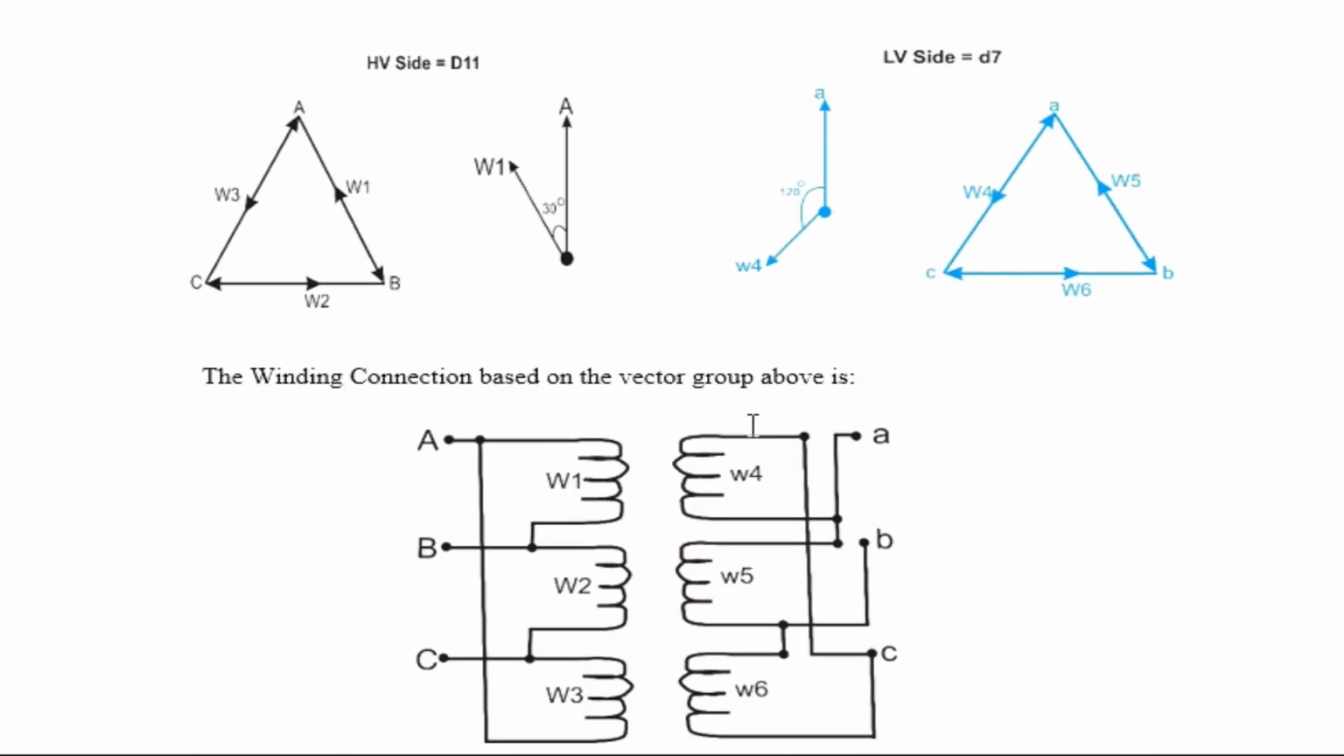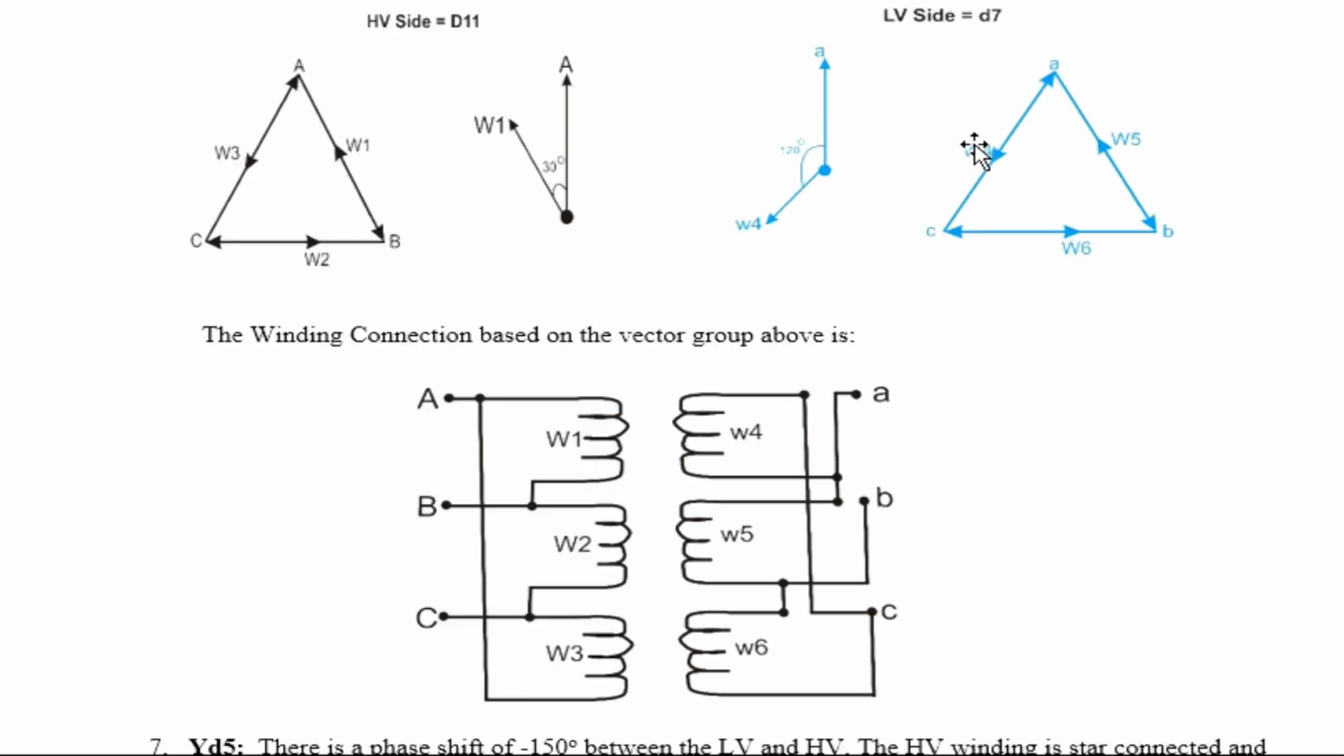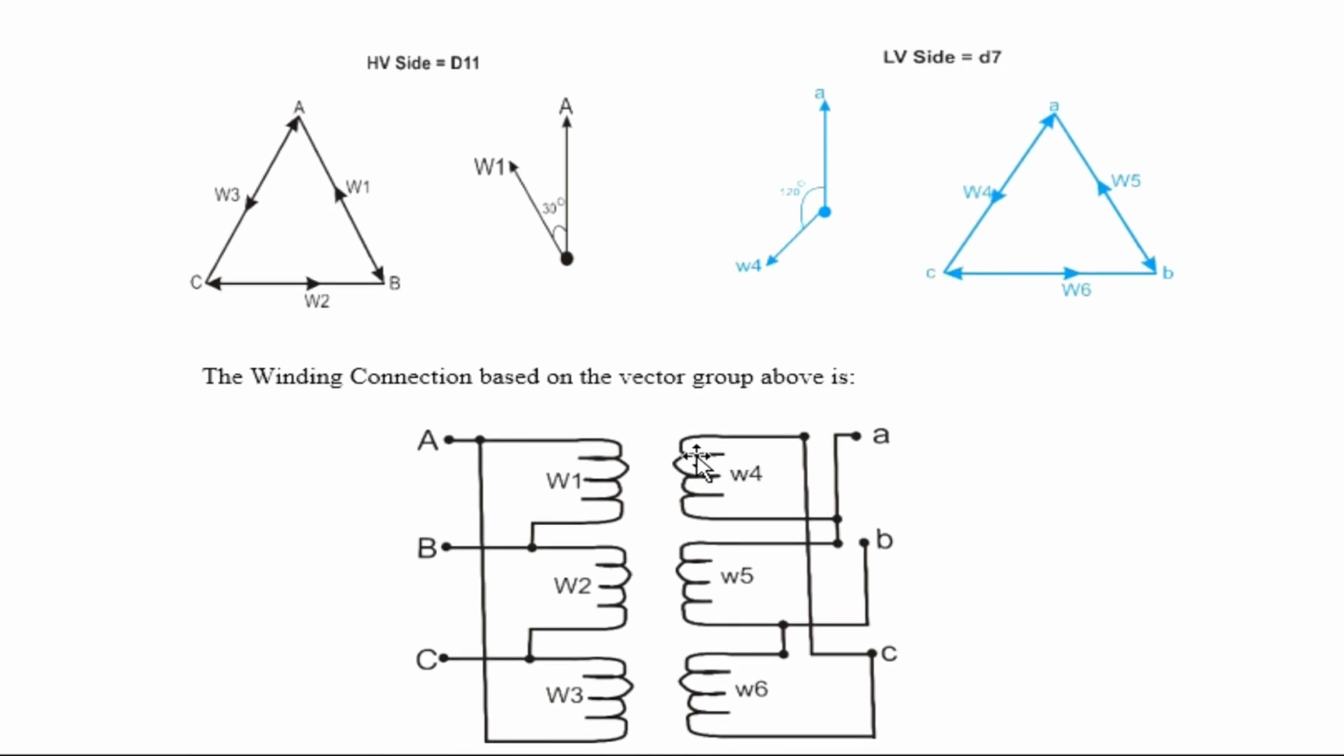In case you don't understand, this is your windings. I know we've done D11 before, but we've not done d7, so let me explain d7 for you. This is your winding W4, this is your winding W5, and this is your winding W6. You can see the polarity side of W4 is connected to C. The polarity side of W5 is connected to A. And the polarity side of W6 is connected to B.